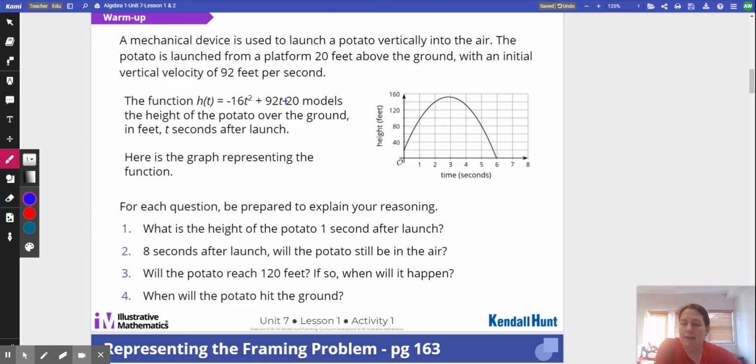So what is the height of the potato 1 second after launch? At one second, I go up to the graph and I see it's about 100. But to find the exact answer, we're going to plug in 1 into the equation to find the exact value. It is 96 feet.